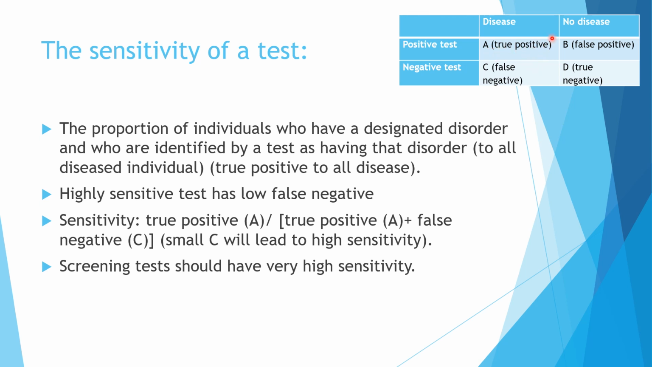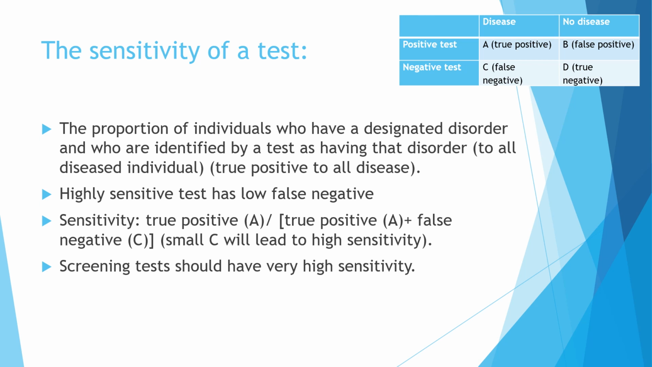So it is the proportion of the true positive to the whole population who have the disease, which is A plus C. So sensitivity is A, true positive, divided by A plus C. So if you have a very low C, that will make the A divided by A plus C close to 100%. So the highly sensitive tests are tests who have a low false negative, because you would like to make the A divided by A plus C a large number. If you have a low C, that means that this will be a large number.